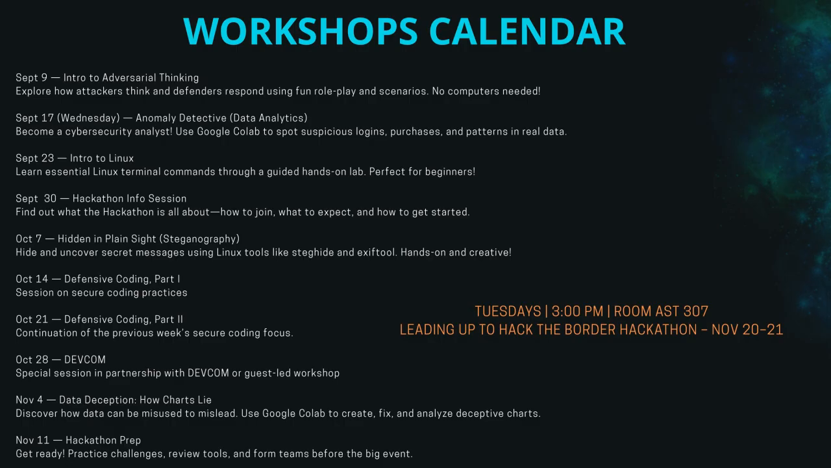Most of our workshops are on Tuesdays at 3 p.m. in campus room AST 3.30. One of them, September 17, is not on Tuesday, it's on Wednesday, but most of them are on Tuesday. You can see here some of the examples. For example, the anomaly detection workshop that we'll have next Wednesday.